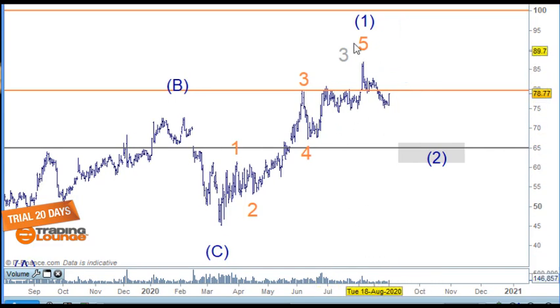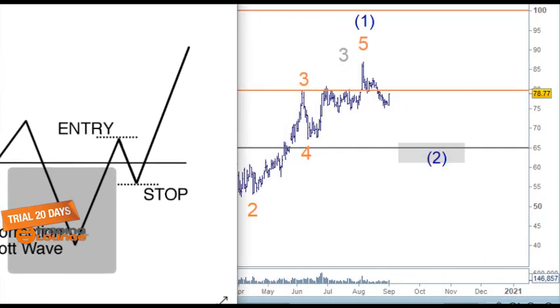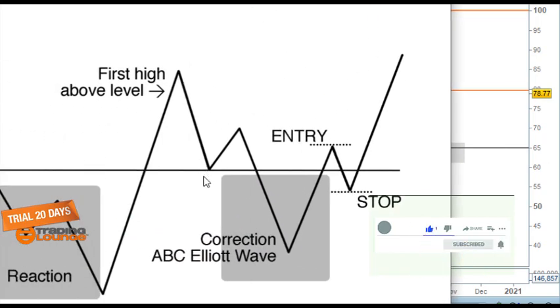But this particular pattern that's occurring at this level here, at this major level 8 here, is the classic trading levels pattern, which we can see here. So we've had the arrival, the reaction, the first high above the level. Let's check where we are within the pattern. We'll just call this one the arrival, the reaction here, the first high above the level, and then once we've got the first high above the level, we look for an A and a B and a C correction, and then we look for support back on the level, and then we can go long.